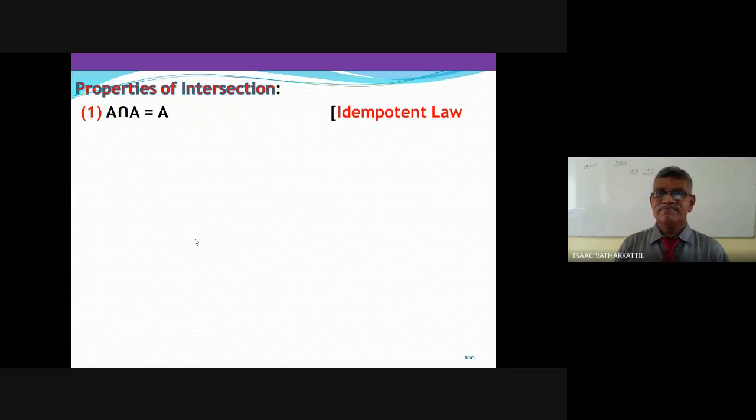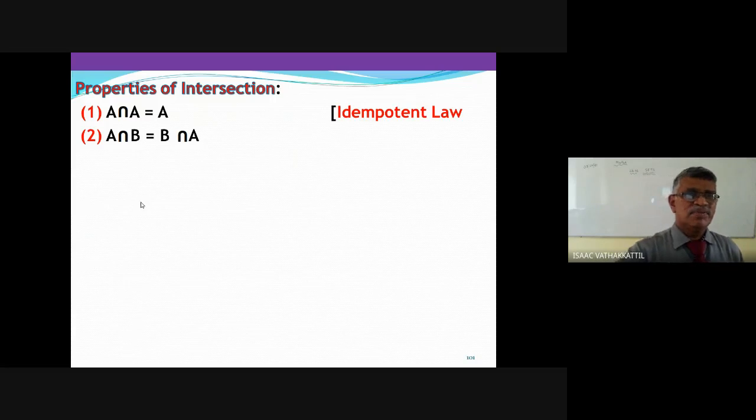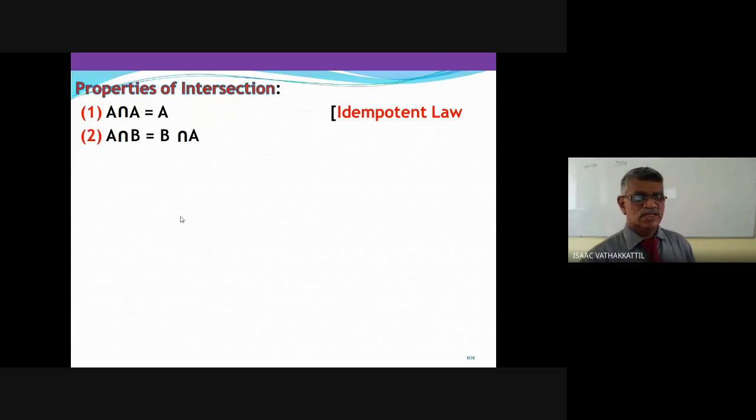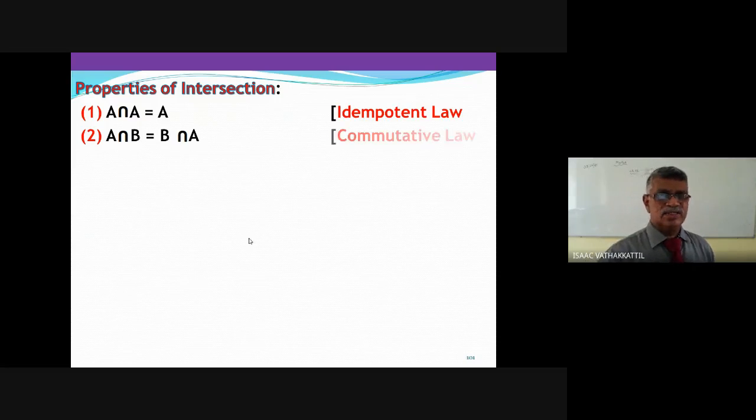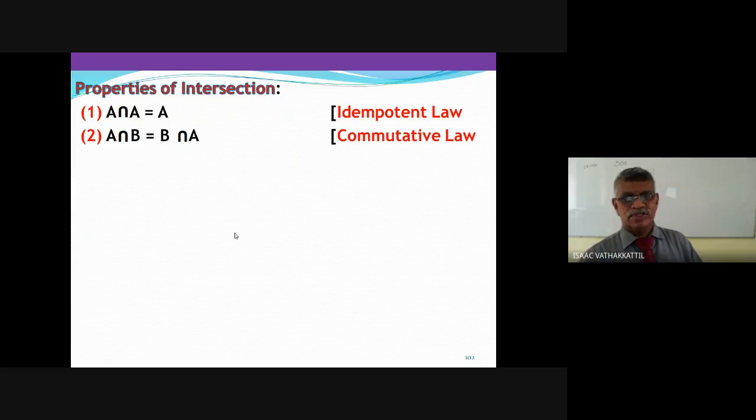A intersection A is A itself. Further, A intersection B is B intersection A. No doubt. What is common to A and B is again common to B and A. Nothing to worry. That is same. First is idempotent law. Second we call commutative.